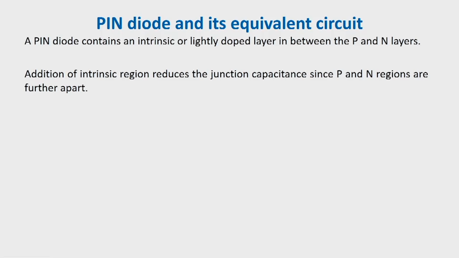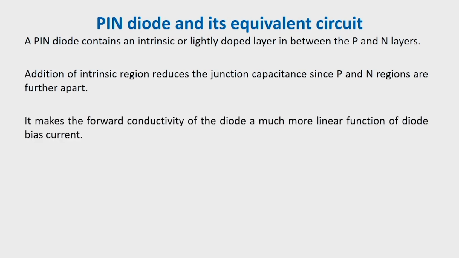Addition of intrinsic region reduces the junction capacitance, since P and N regions are now further apart. Introduction of this intrinsic region also makes forward conductivity of the diode a much more linear function of diode bias current.